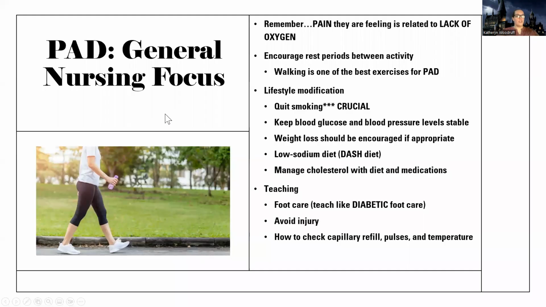So in general, as the nurse, what I really want to focus on is remembering that pain is because of a lack of oxygen. So I shouldn't be going out of my way trying to get some strange pain medicine orders. Their pain is ischemia pain. So I need to make sure I'm treating their pain accordingly. Encouraging energy conservation, so rest periods between activity, and walking is probably one of the best exercises someone with PAD can do. And then the lifestyle modifications are key, like they need to quit smoking.